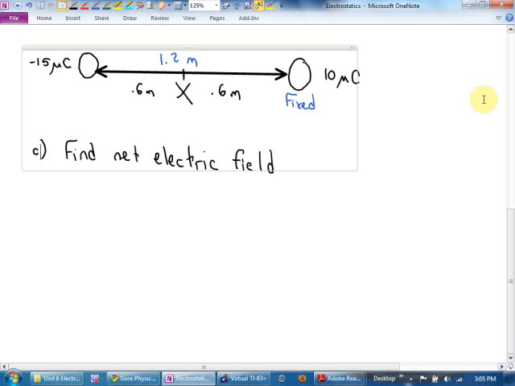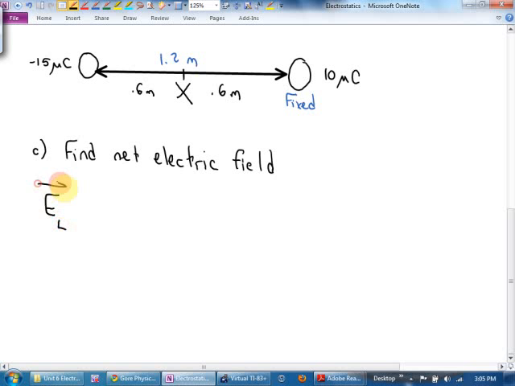Okay. How? What's the equation for electric field from point charges? KQ, only one charge at a time. So what we're going to do is temporarily pretend this charge doesn't exist. I'm going to find the electric field from the left-hand charge. I'll call that EL for left, which is KQ over R squared.